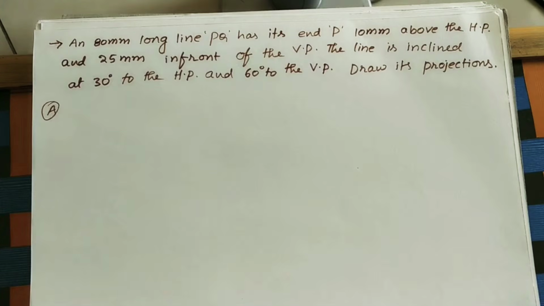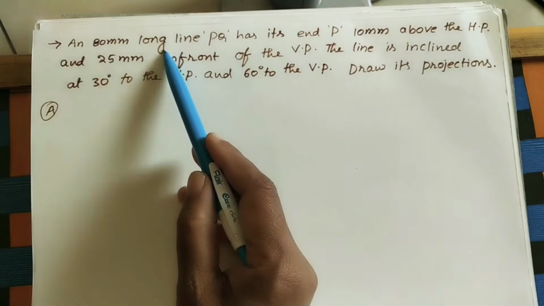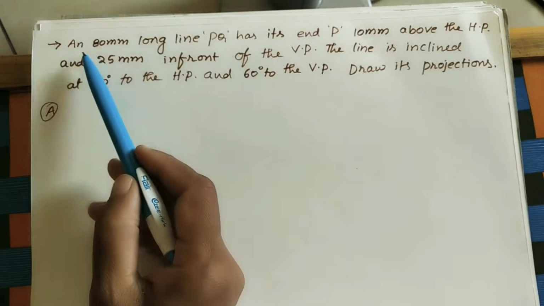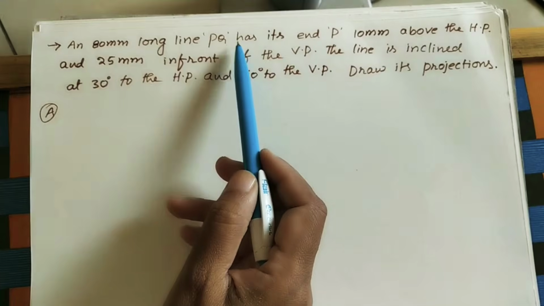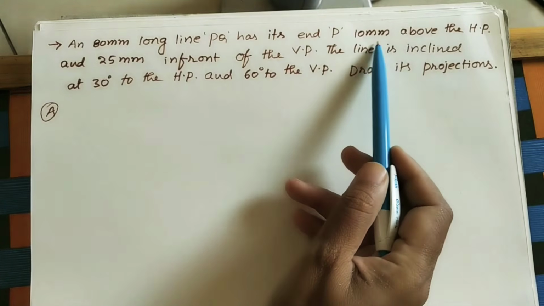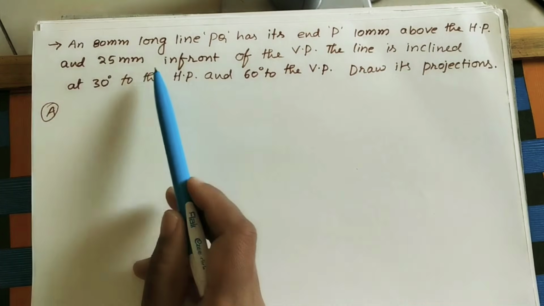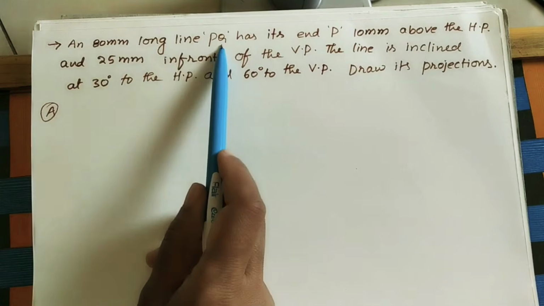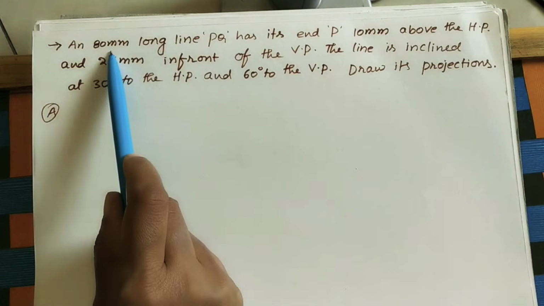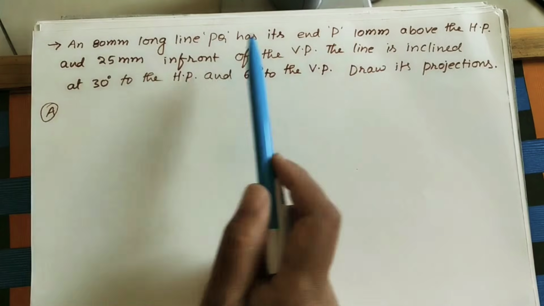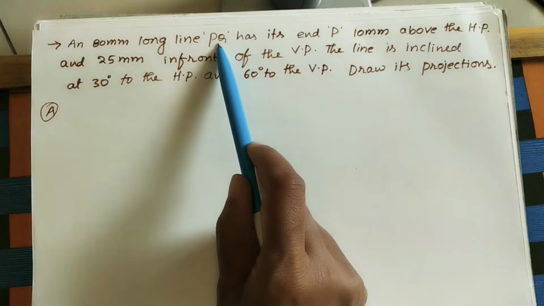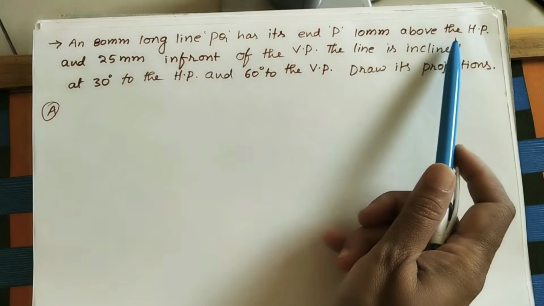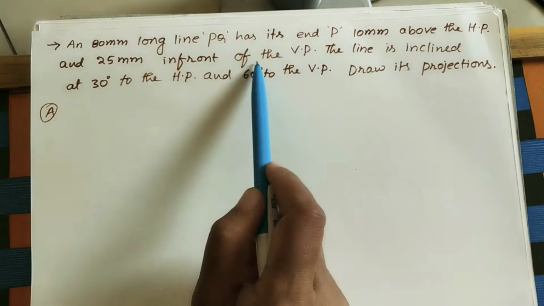Let us discuss how to do the projections of a given line. Okay, PQ line. First take the given data. An 80 mm long line PQ has its end P 10 mm above the HP and 25 mm in front of the VP. Here one PQ line is given. The length of the line is 8 cm and the P position is given. In the PQ line, one P end is there. That P end position is given. It is 10 mm above HP and 25 mm in front of the VP.